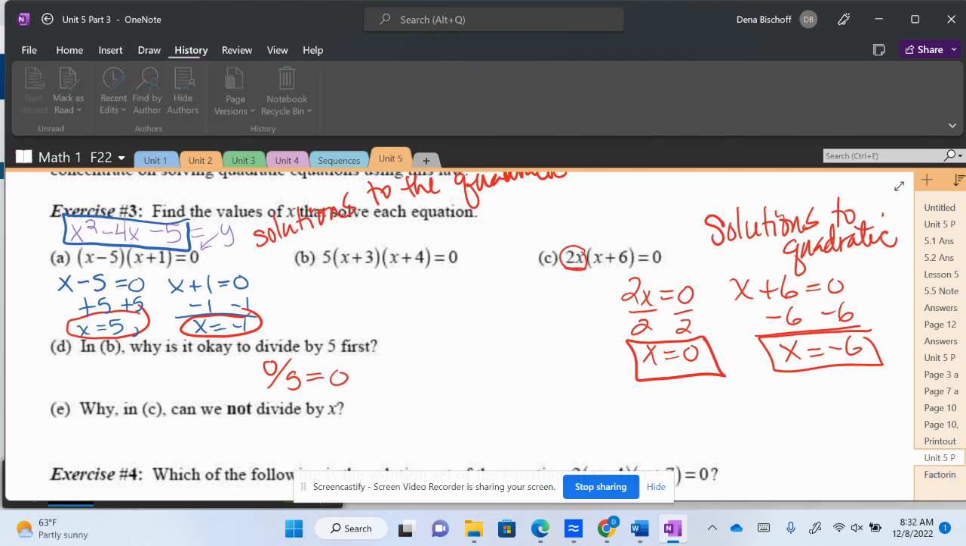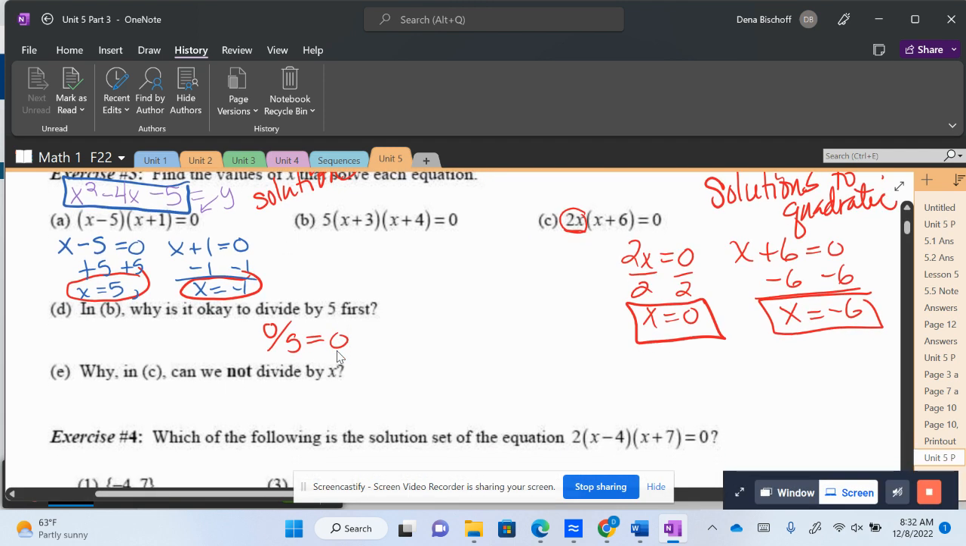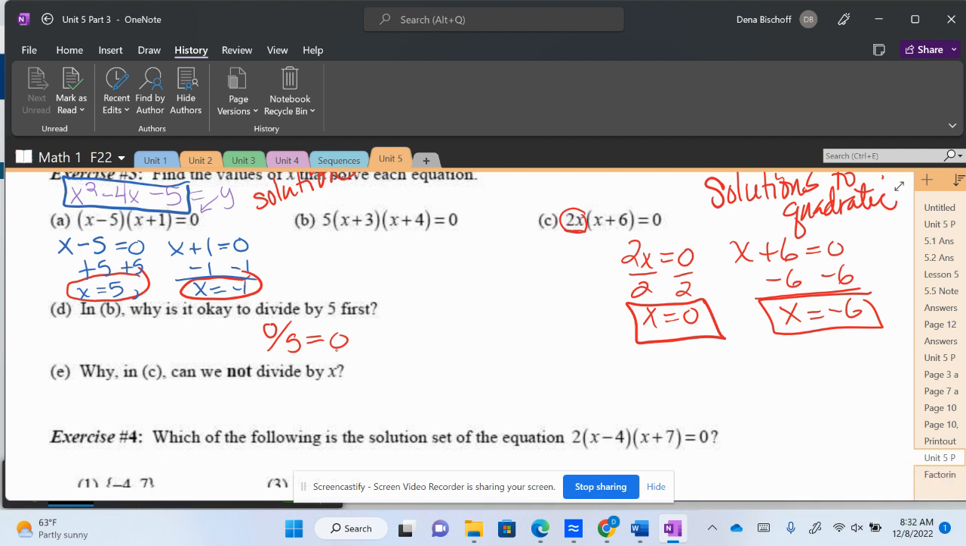Okay. In C, why can we not divide both sides by x? Why can we not divide both sides by, like if I wanted to get that term out front away, why can I not divide both sides by 2x? Well, let's look at that and see what happens. If I were to divide this whole side by 2x and this by 2x, it goes away there, but why can I not divide by x?